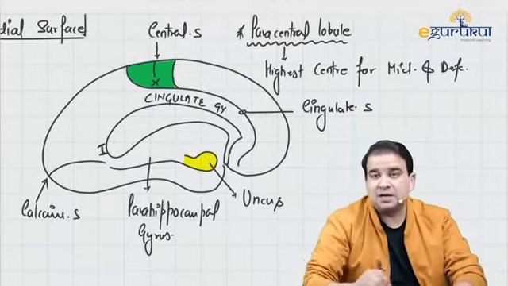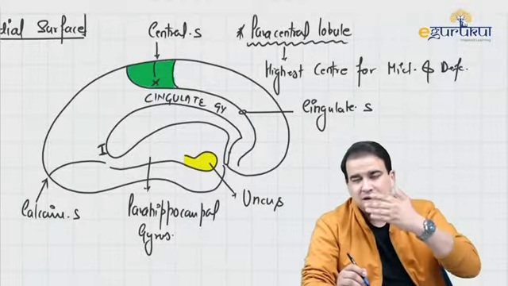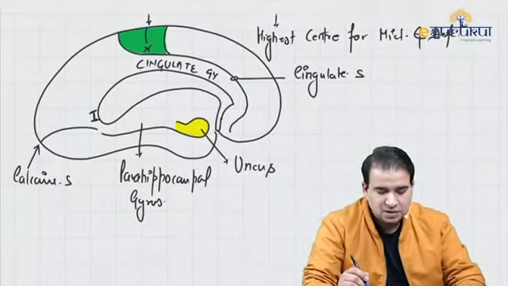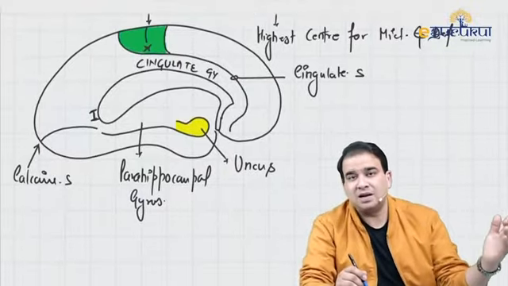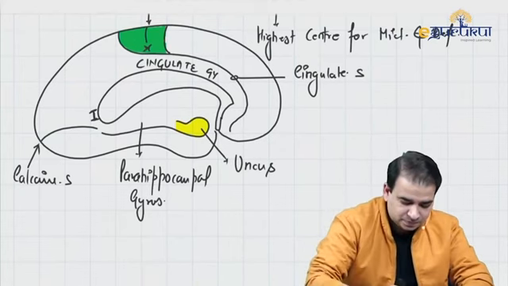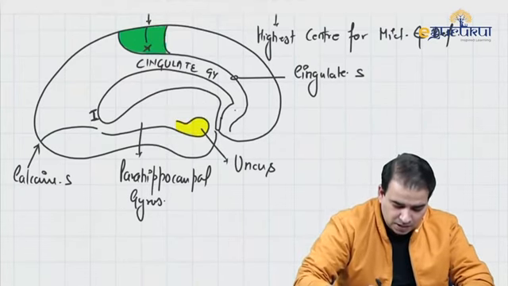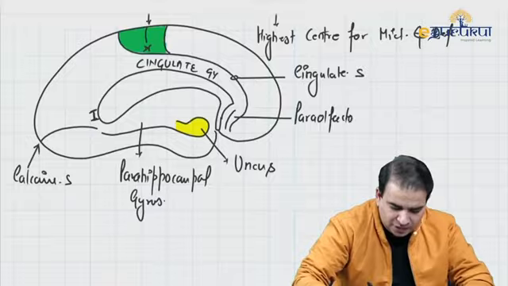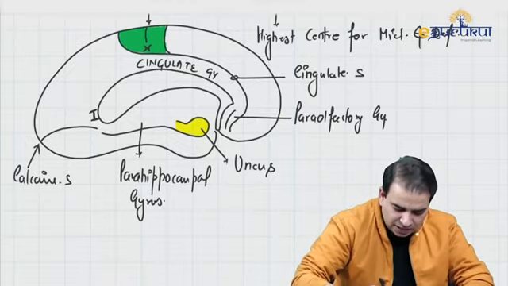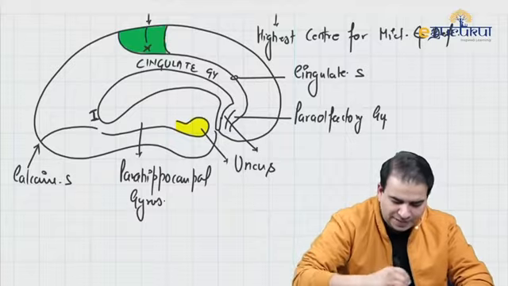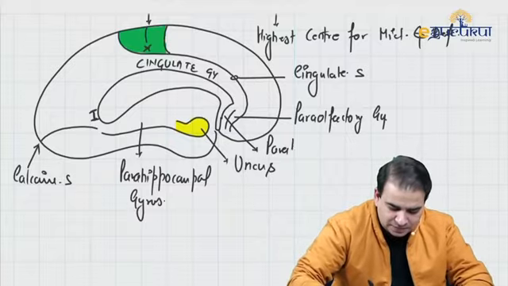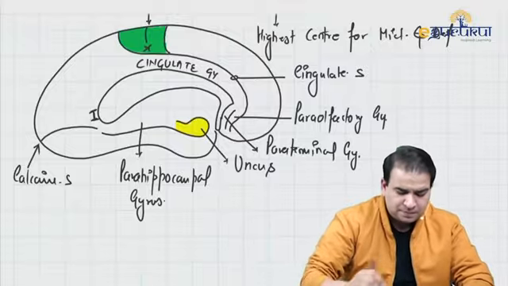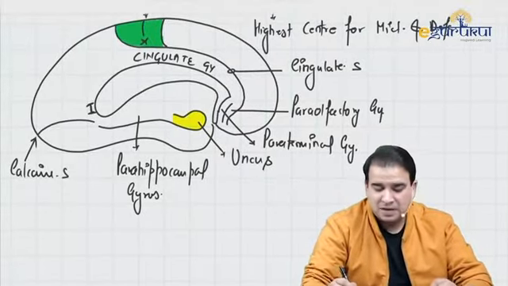I hope you remember the uncus from the lateral relations of the cavernous sinus. Remember we said that the lateral relation of the cavernous sinus, apart from the cranial nerves, was the uncus, which was outside the cavernous sinus. We also have the para-olfactory gyrus in the anterior part, and the one which is more inside is the para-terminal gyrus. It is in relation to the lamina terminalis, so we call it the para-terminal gyrus.